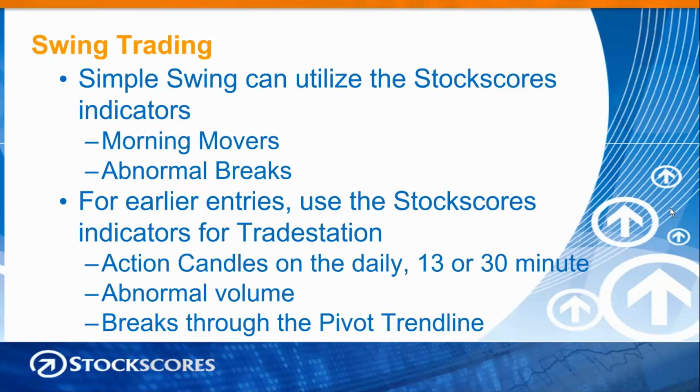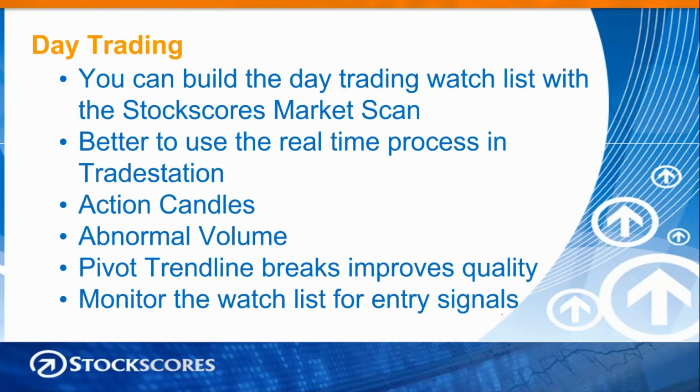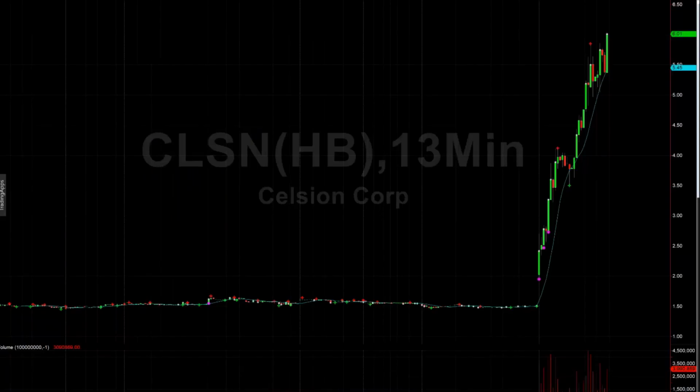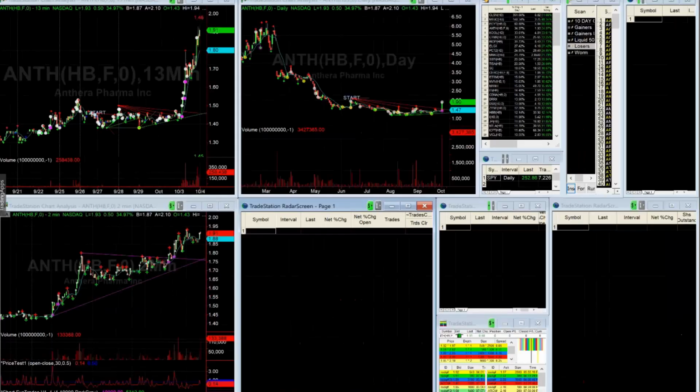So when we're using Tradestation for swing trading, we're going to rely on our action candles, abnormal volume, and our breaks through pivot trend lines. And if we're day trading, well, then we're going to use that 2-minute action candle on the 2-minute time frame. Same indicator, just applied to a shorter time frame. Real focus on abnormal volume, looking for breaks through resistance. It improves the quality. And we just monitor our watch list. So what I do every morning is I create a watch list, and then I monitor that watch list looking for entry signals.